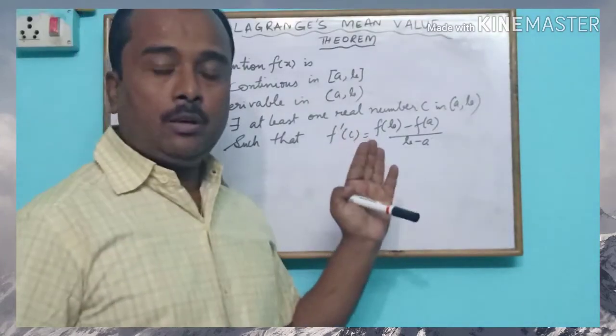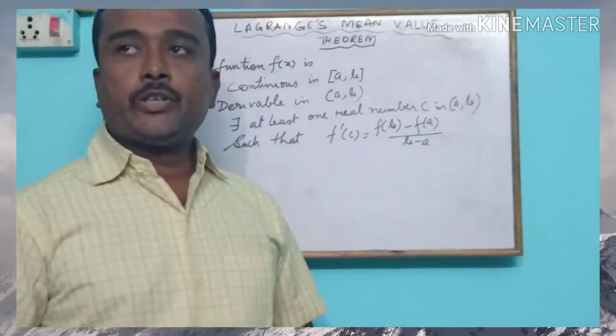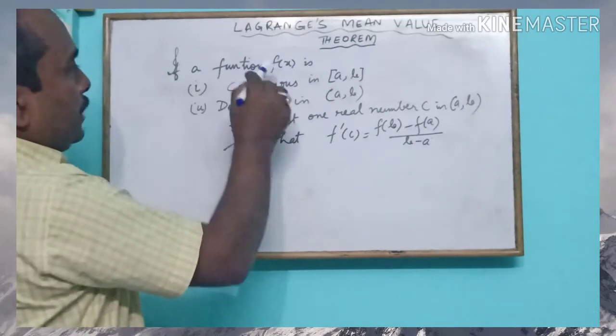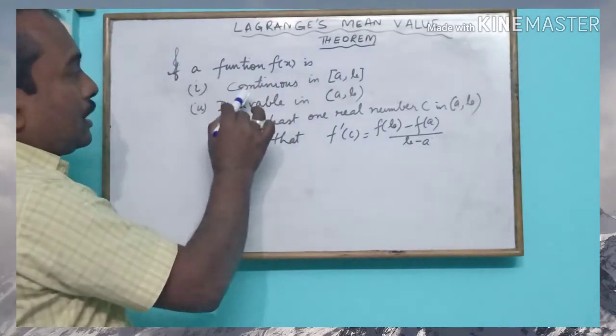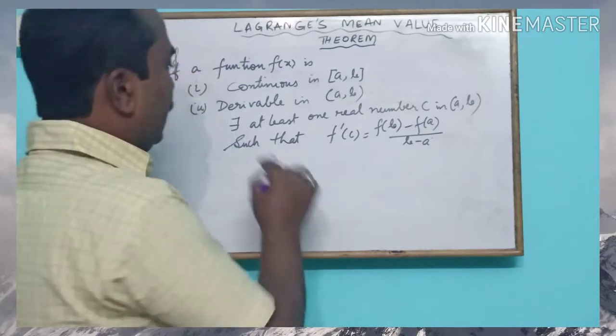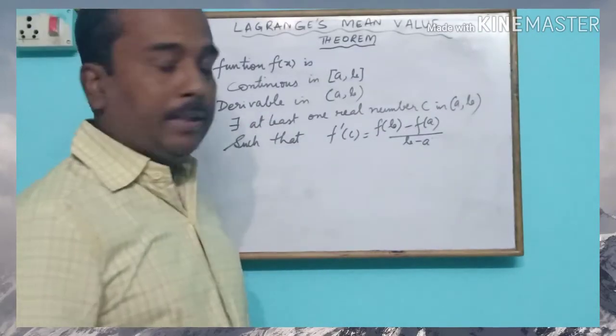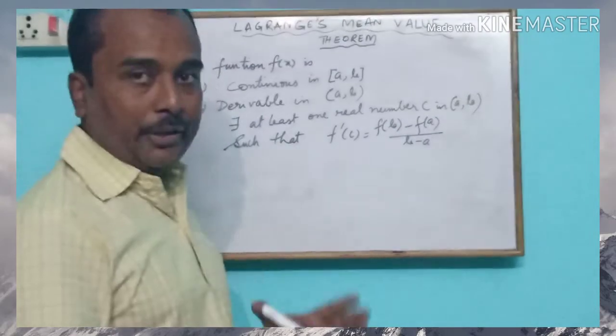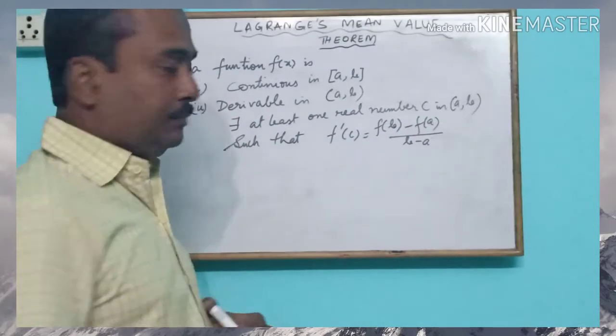Now we have understood Rolle's theorem. Now let us concentrate on what is Lagrange's mean value theorem. The statement is, if a function f(x) is continuous in the closed interval [a, b] and derivable in the open interval (a, b), we have only two conditions here. In Rolle's theorem we had three, the third one is missing here.